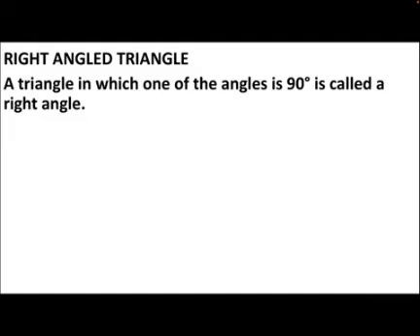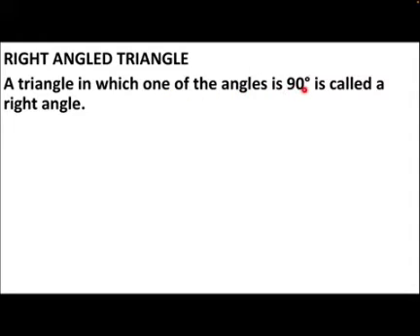Next, a right-angled triangle. Now let us see what is so special about this right-angled triangle. All of you know what a right-angled triangle is. A triangle in which one of its three angles, children, you all know a triangle has three angles, one of the angles is 90 degrees. Then we call the triangle a right-angled triangle or simply a right triangle.